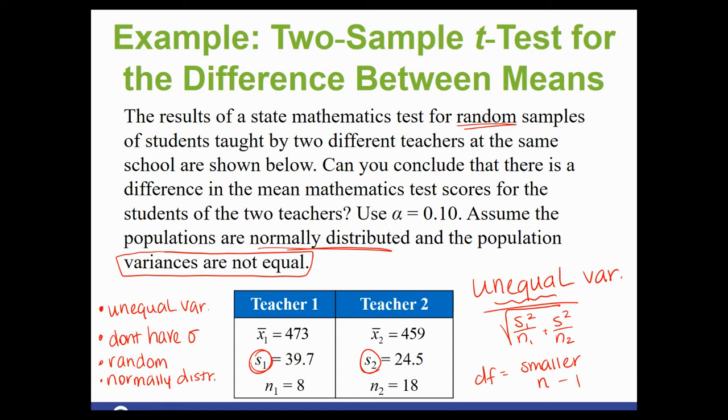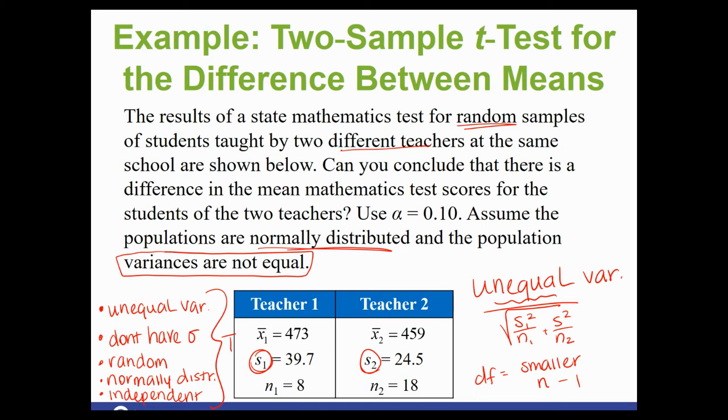It doesn't clearly state the word independent, but it does say that they are two different teachers. So that is letting you know that this is independent. So all of those pieces together is what's giving us a t distribution. So those are all of our conditions to let us know what kind of test we are doing.